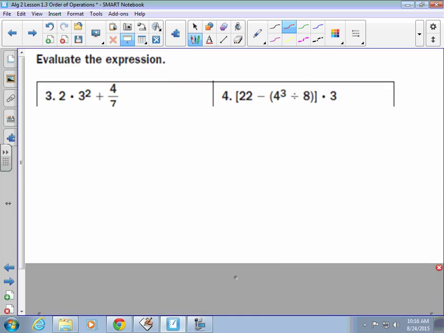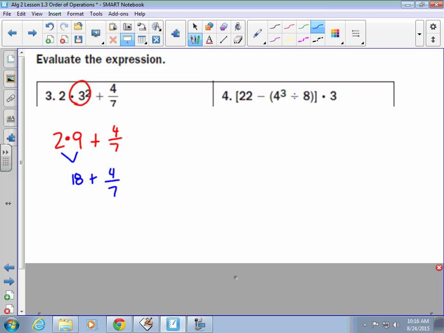2 times 3 squared plus 4 over 7. Exponents come before addition and subtraction or multiplication and division. So we now have 2 times 3 squared. 3 squared is not 6. It's 3 times 3, which is 9, plus 4 over 7. 2 times 9 comes next because you do multiplication before addition and subtraction. 2 times 9 is the number 18 plus 4 over 7.